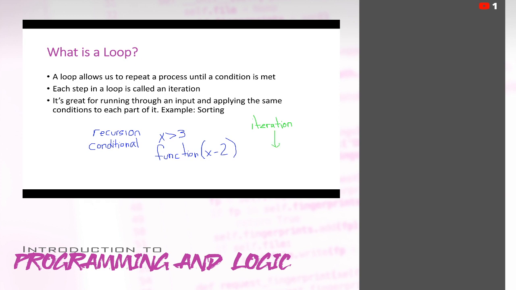So what we're doing here is we're just running through an input and applying the same conditions to each part of it in a similar fashion to what we were working with when we were working with our recursion earlier on. Just iteration makes it a little bit easier.